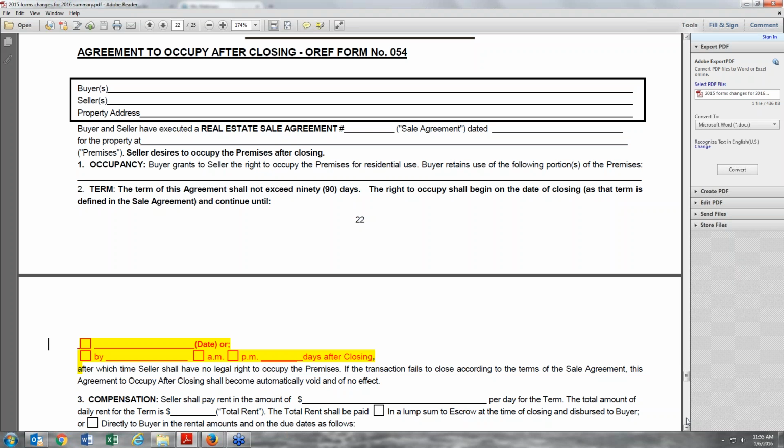Now, query whether, if the seller retained possession for 120 days, that makes the buyer automatically the landlord from day one, or only from every day after the 90th day. I can't give you an answer to that, but I'm going to assume the doomsday interpretation that if it's over 90 days, then by golly, the entire transaction is subject to the landlord-tenant law, which you do not want.